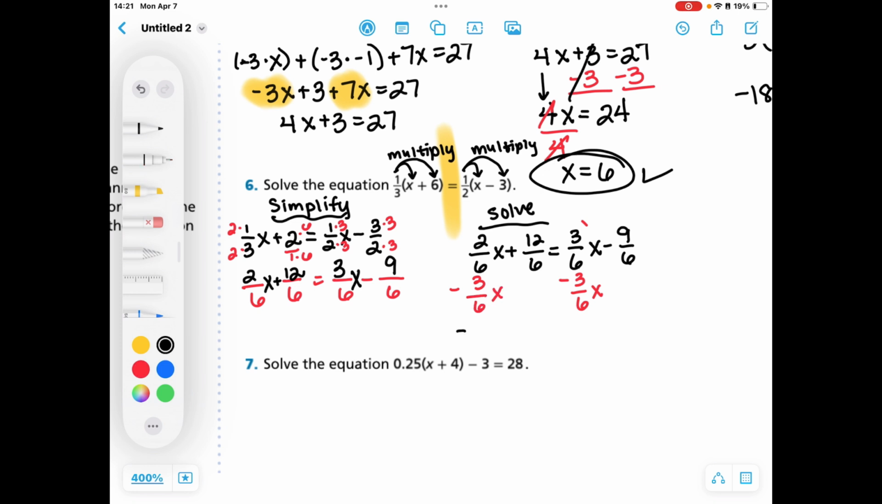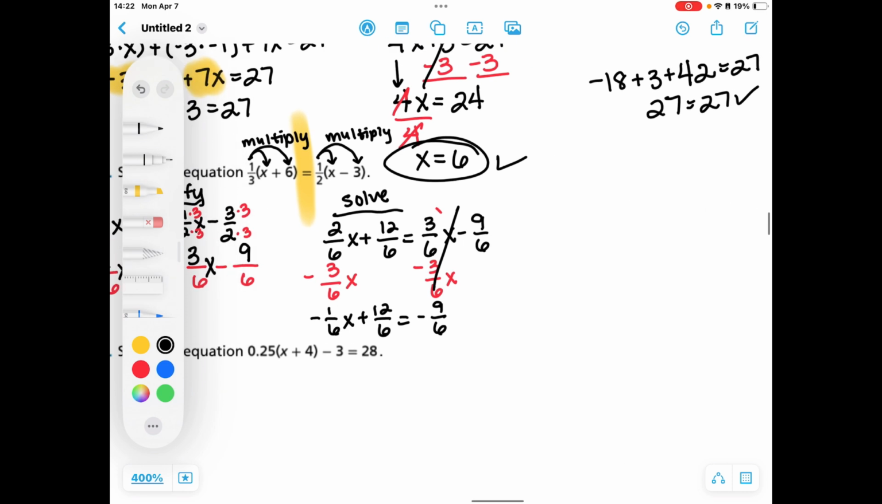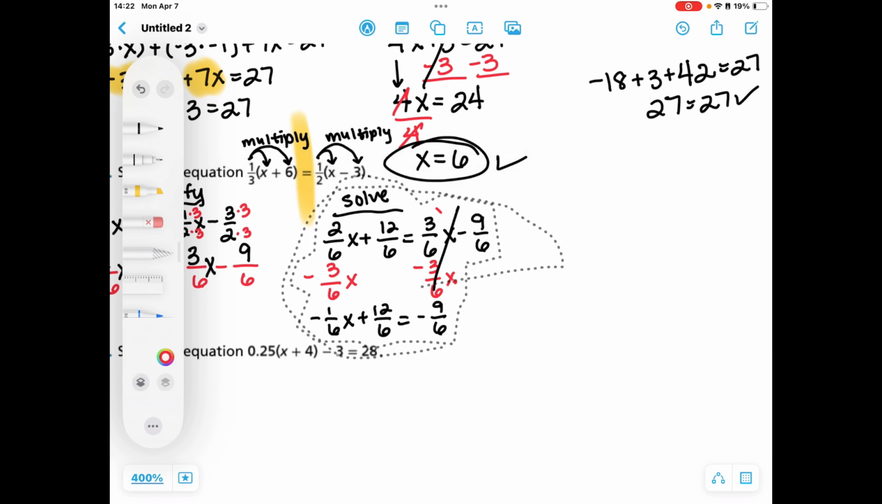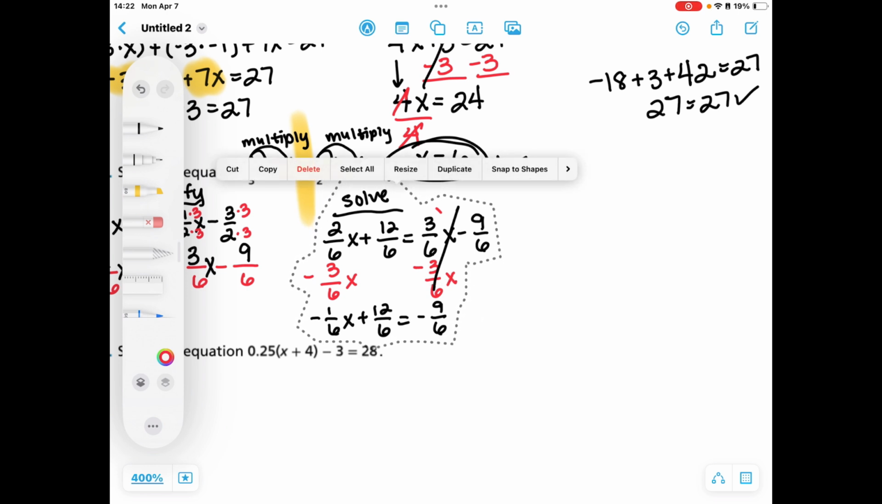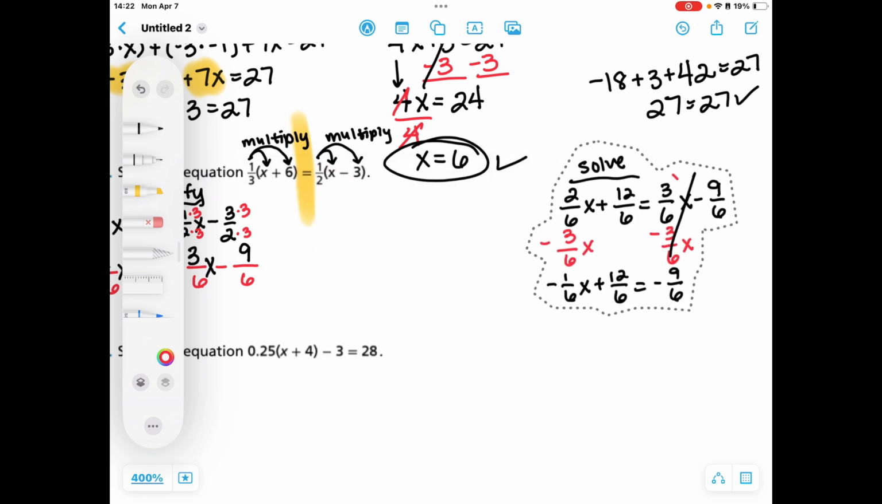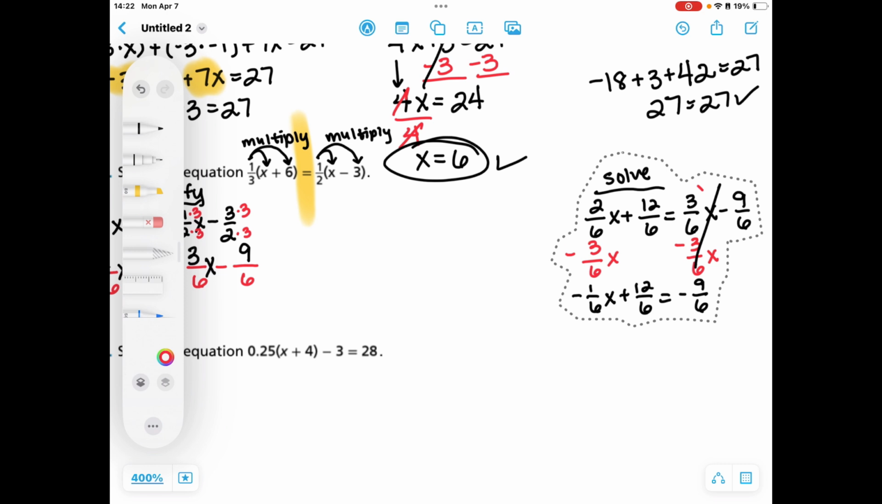This will give me a negative 1 over 6x, and then everything else stays the same. Equals, that'll cancel, negative 9 over 6. I'm going to see if I can scoot this over so I have a bit more room. There we go. I scooted it all the way over here.